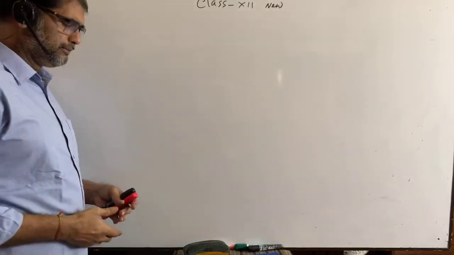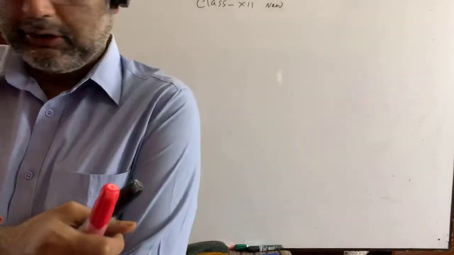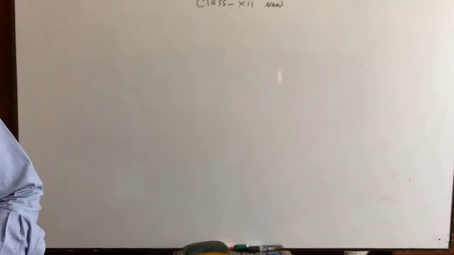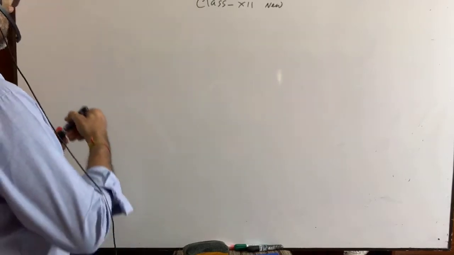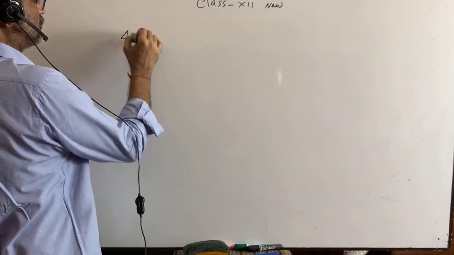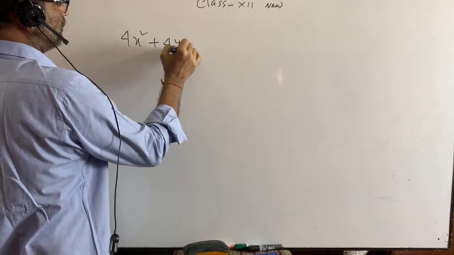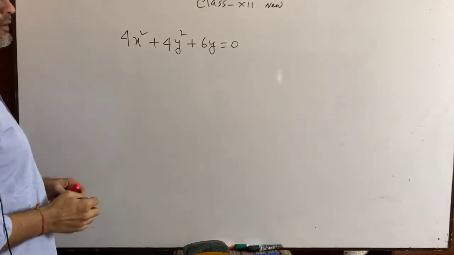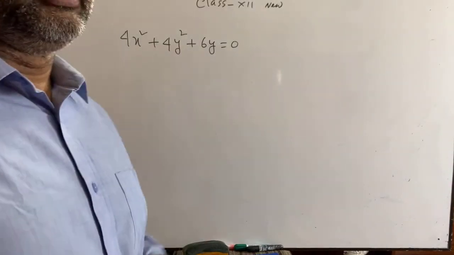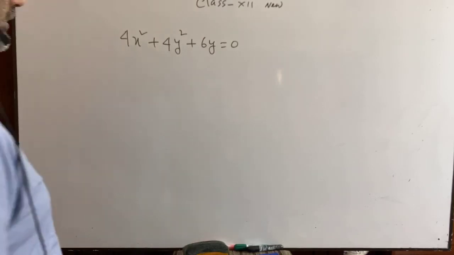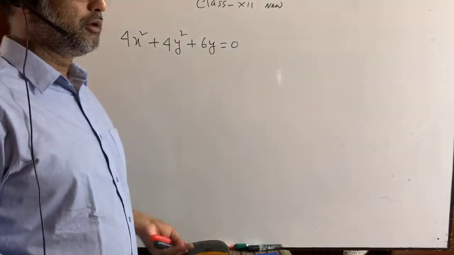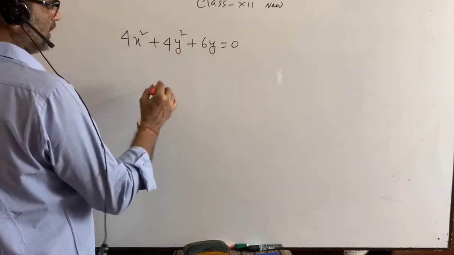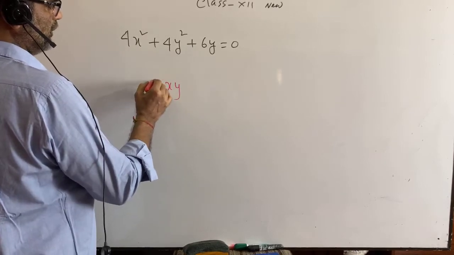Now, suppose you can do the maths from here. If I give you some maths, suppose an equation is given: 4x square plus 4y square plus 6y. What will be its shape at first? Is it a circle? Is it an ellipse? Is it a parabola? Is it a hyperbola? At first you have to see here there is no xy. Yes, there is xy, but it is 0 into xy.